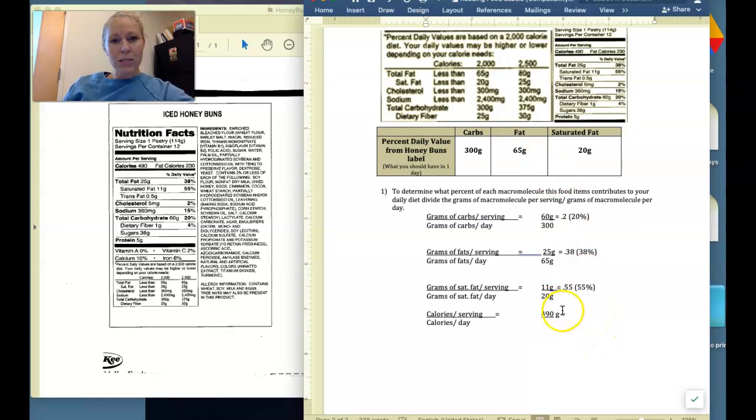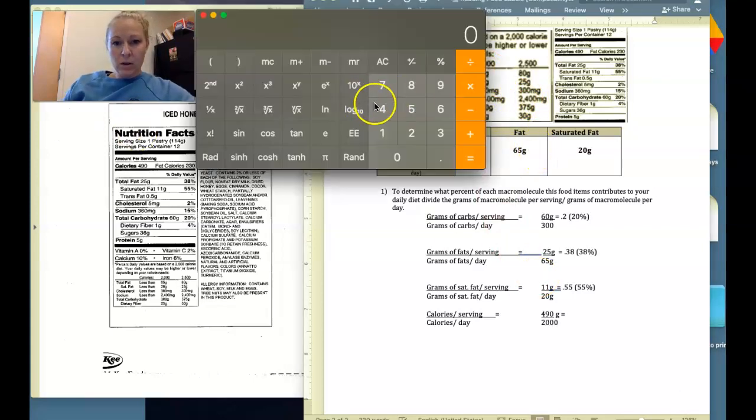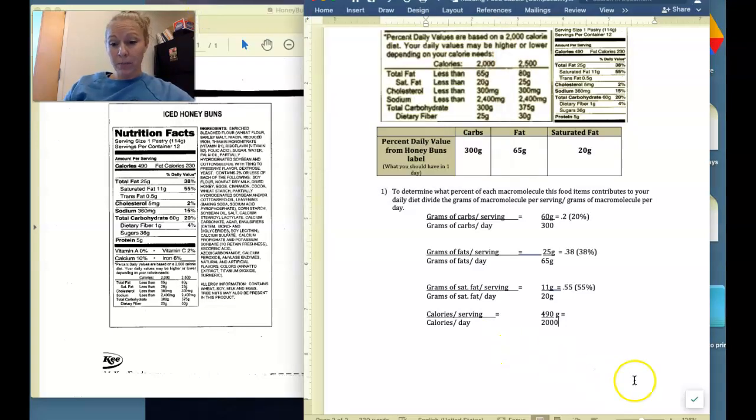Let's look at the total number of calories. There are 490 in this honey bun, and we're supposed to have about 2,000 if you're following the 2,000 calorie diet. 490 divided by 2,000 is 0.245, and if we round up, that's 25% of all the calories we're supposed to have in a day consumed with one honey bun.